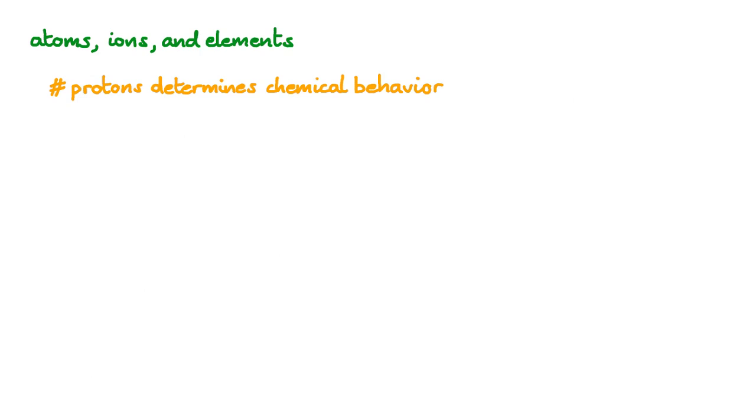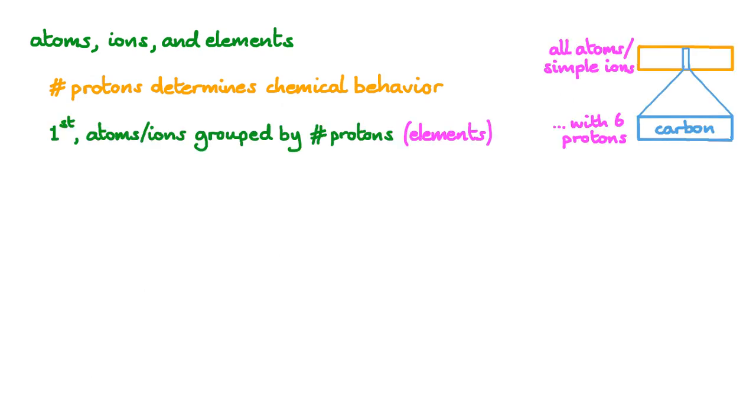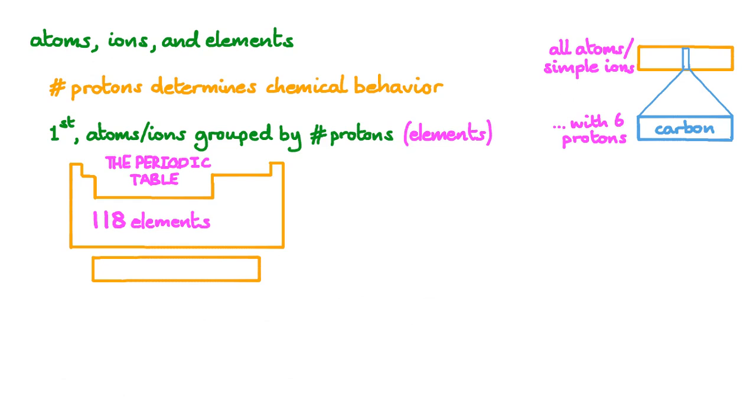The chemical behaviour of atoms or simple ions is strongly determined by the number of protons in their nuclei. This is why scientists group together atoms and simple ions into elements like carbon. All atoms or simple ions of carbon contain exactly 6 protons. If you took all the atoms or simple ions in the universe, currently you'd divide them into 118 groups or elements. You can find information about the elements on the periodic table.